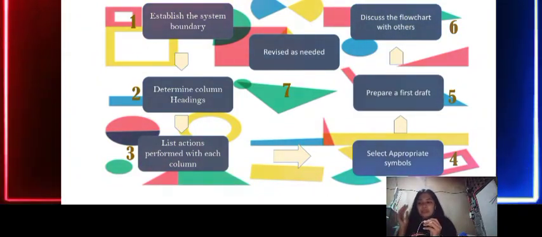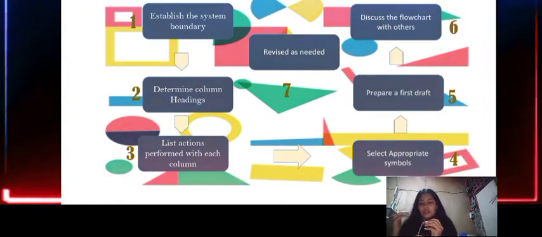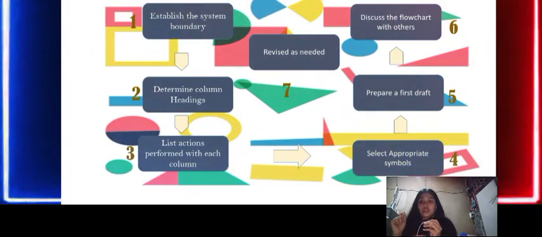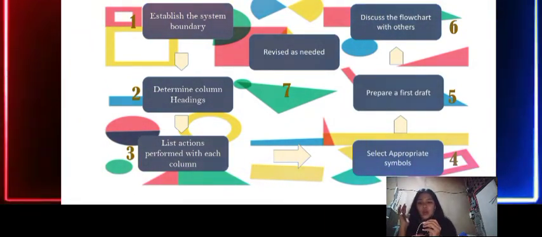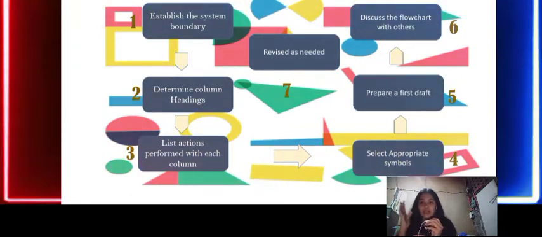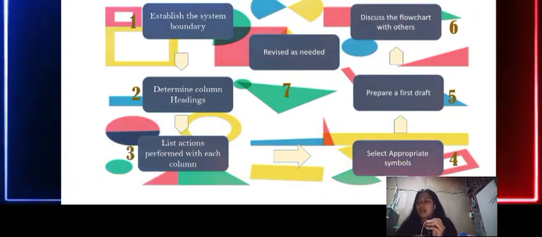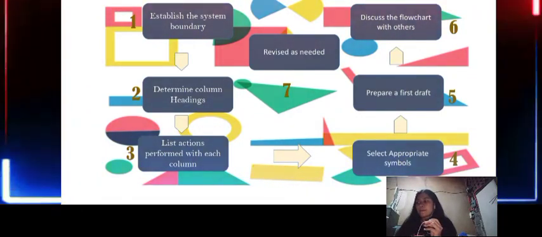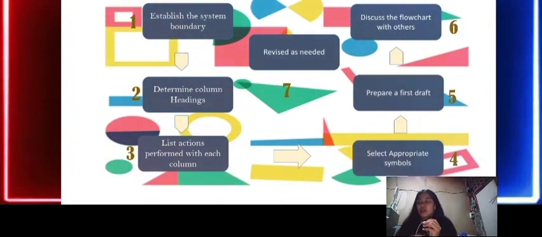Once you are done selecting the shape or symbol and correlated action, it is time to draw the draft of the flowchart. We should imagine what flowchart design we will be creating. After that, the sixth step is to discuss the flowchart with others.